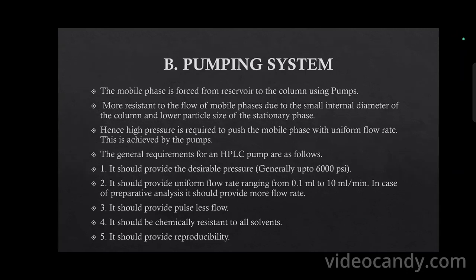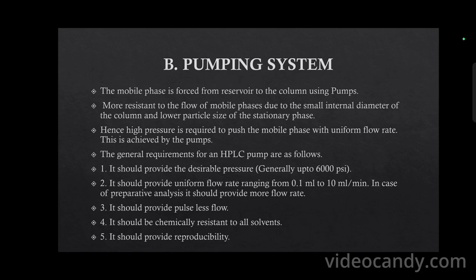Next is the pumping system. The mobile phase is forced from the reservoir to the column using pumps, because of the resistance to the flow of mobile phase due to the small internal diameter of the column and low particle size of the stationary phase. Hence, high pressure is required to push the mobile phase with uniform flow rate. This is achieved by the pumps.